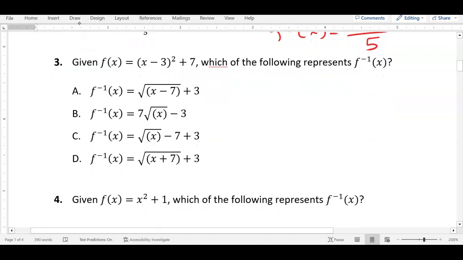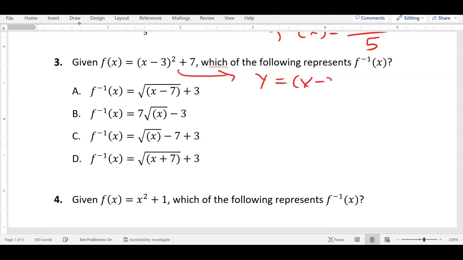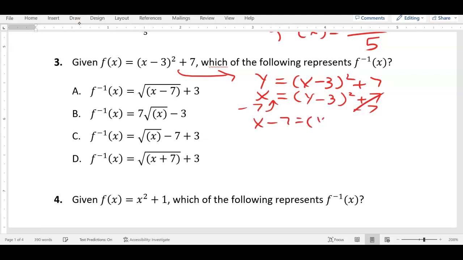Same idea, find the inverse. So again, f of x turns into y. Let's get rid of that loner first. Actually, before I do that, my bad. You turn that into y, and then you have to switch x and y. Get rid of that loner, minus 7, it goes after x. So x minus 7 equals y minus 3 squared.